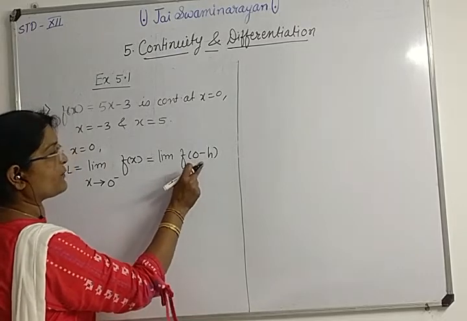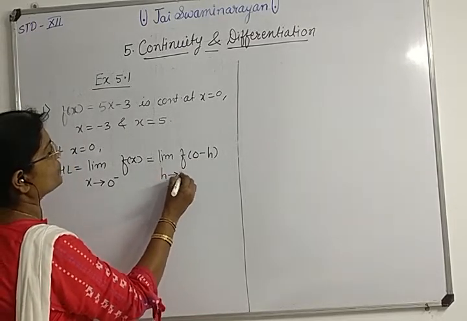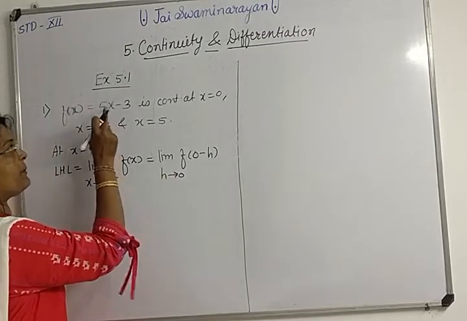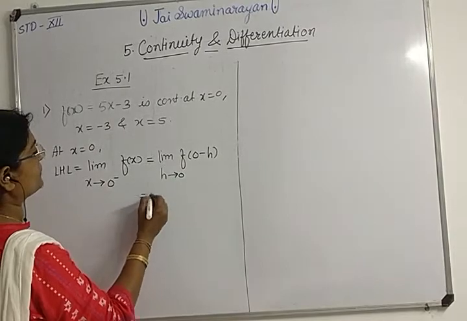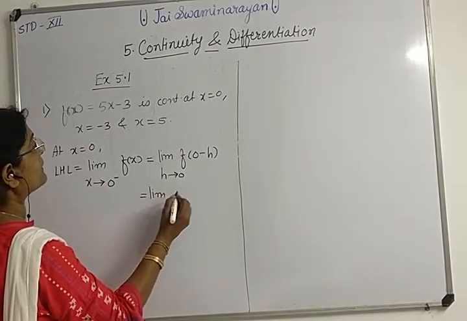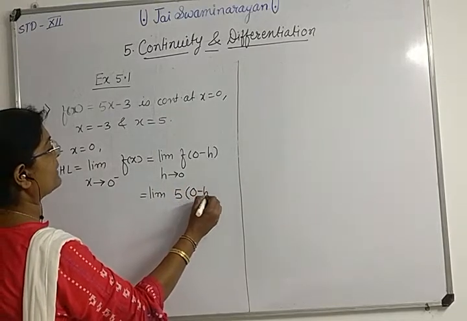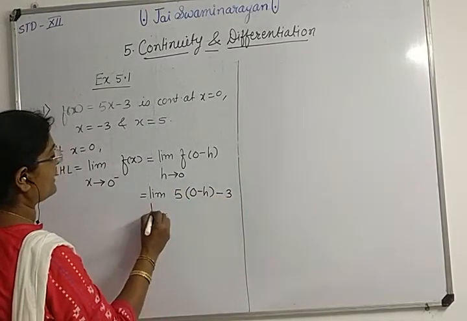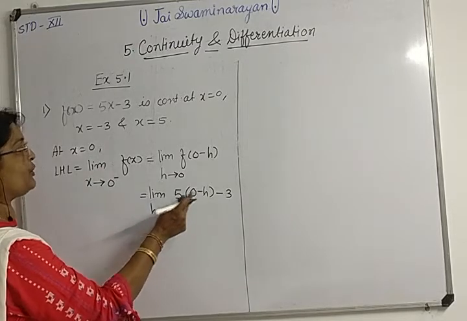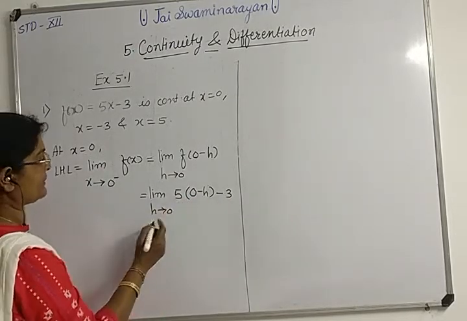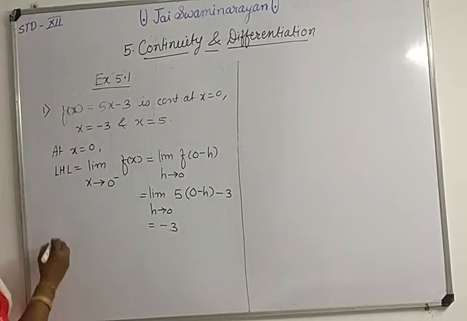Means wherever x is, there we have to put 0 minus h, and h tends to 0. So in this function, wherever x is, we put 0 minus h, that is equal to limit of 5 into bracket 0 minus h minus 3 where h tends to 0. Now here the value of h is 0, so 0 into 5 is 0, 0 minus 3, the answer will be minus 3. So the value of LHL is minus 3.